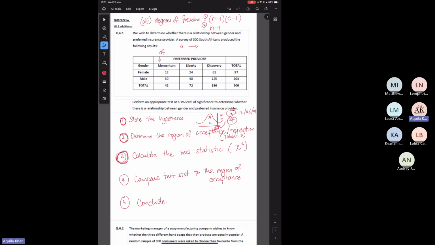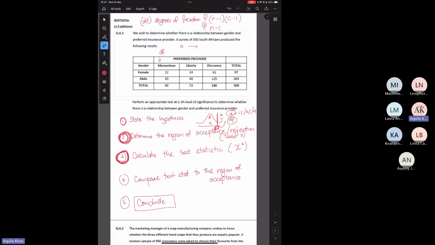Whatever answer you get from step 3 here, you compare it to your region of acceptance and rejection and see where your test statistic falls. Using that, you'll be able to determine whether you're accepting or rejecting the null hypothesis. And this is what you then use to conclude. So remember, in your conclusion, you must either say you accept the null or you reject the null. And don't forget, you need to elaborate. You need to state what you actually mean when you say that you accept or reject the null hypothesis.